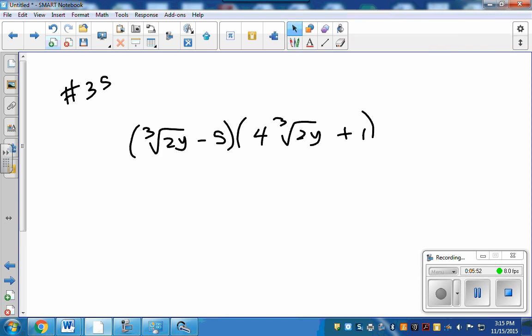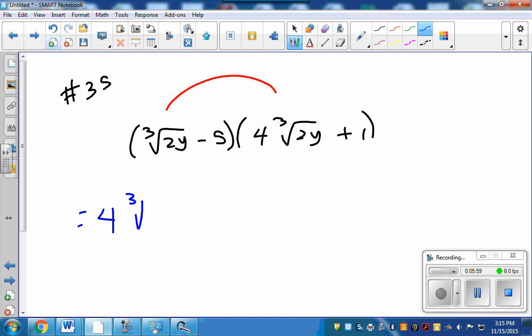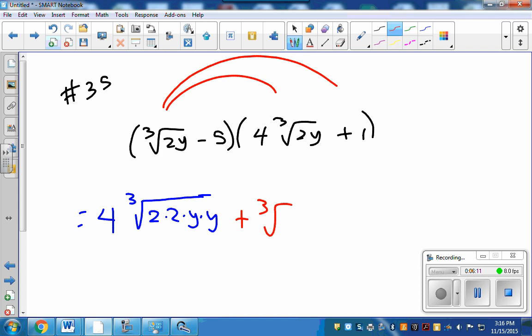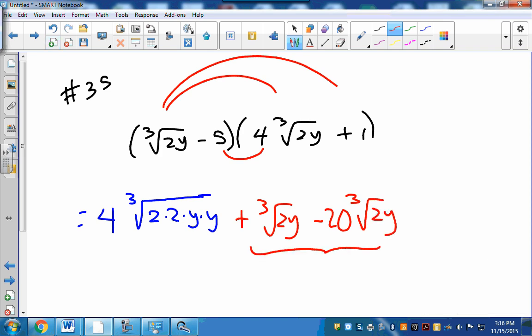Okay, so once again, we're going to distribute. So the coefficient just gives us 4, and we have the cube root now of 2 times y, which really doesn't clean up. There's no triples there. So we're out of that. Second multiplication, we simply have the cube root of 2y. In the middle here, we have minus 20 cube roots of 2y. Okay, so they're going to combine. And on the back end, we simply have minus 5.